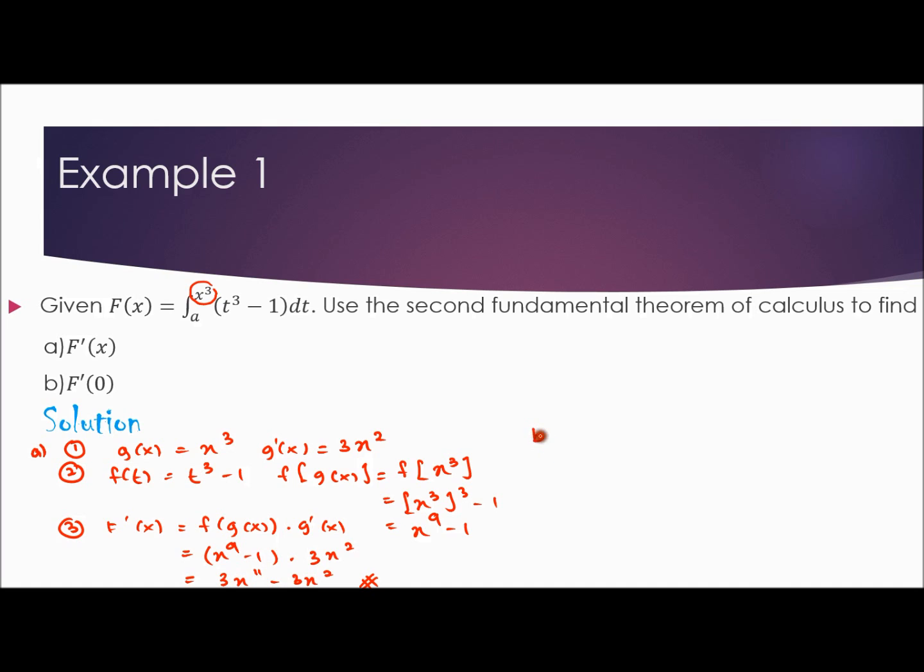While for question B, we want to find F'(0). For F'(0), we just substitute the value of x with 0. So 3 times 0 to the power of 11 minus 3 times 0 to the power of 2. When we substitute x with 0, we get the value 0. So the solution for F'(0) is equal to 0.